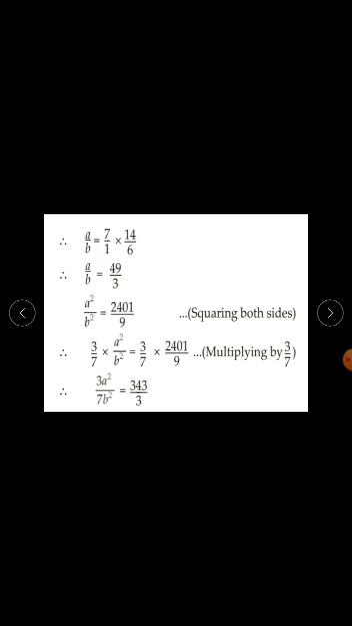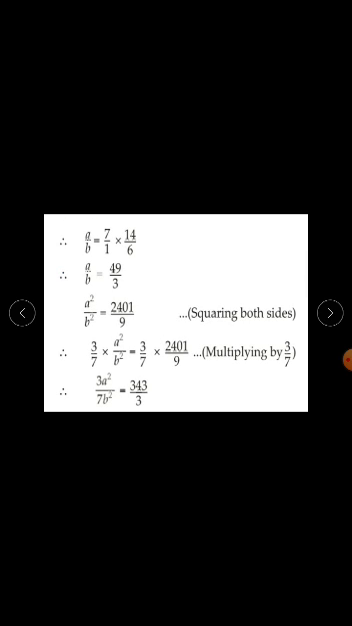Therefore a upon b equals 7 into, find out the lowest form. So the lowest form is 49 upon 3. So a upon b equals 49 upon 3. But now here we want a square and b square. So squaring both sides.